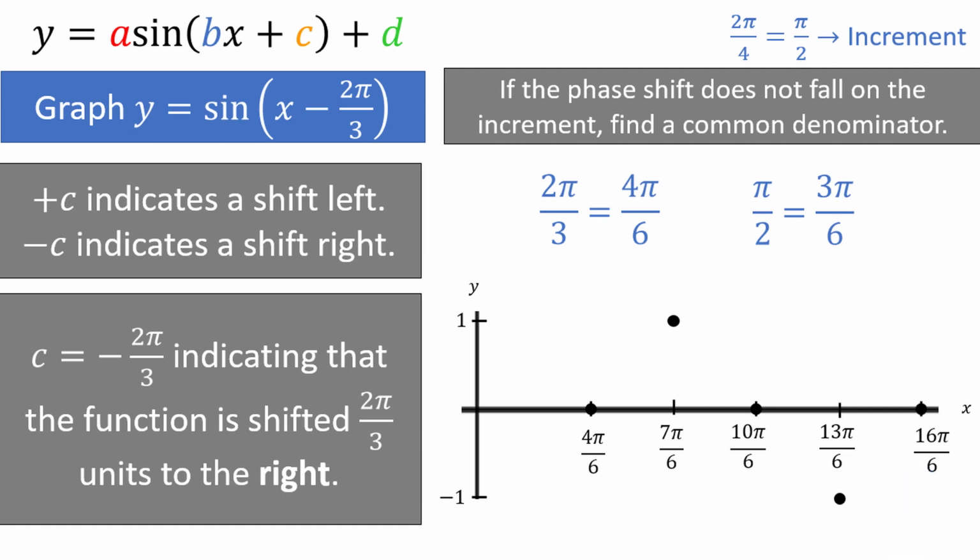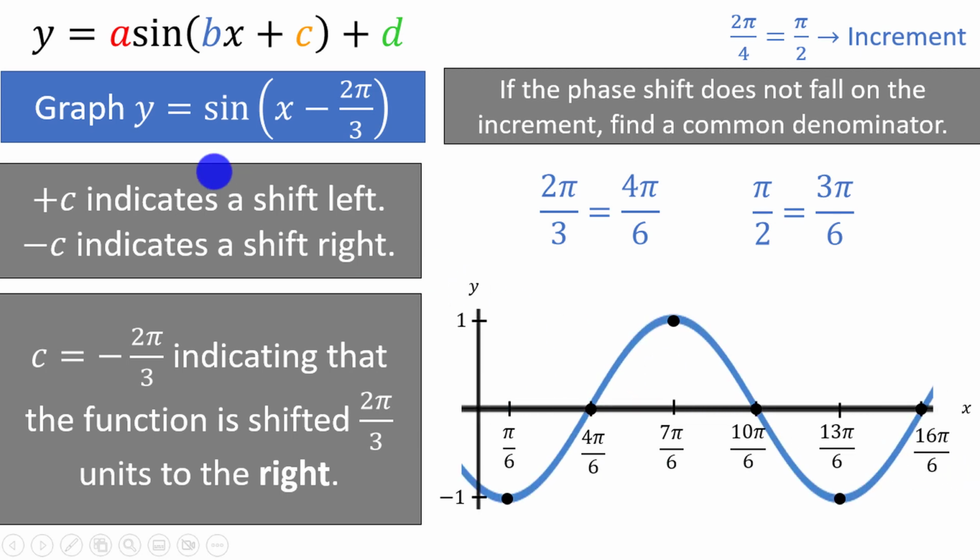Perhaps to connect this to the y-axis, I would want to increment one more time to the left. So if I subtracted 3 pi over 6 from 4 pi over 6, I would get pi over 6. Now, it's up to you if you want to reduce these fractions. I find it a little bit easier to keep them in unreduced form so that they all have the same common denominator. If we connect the dots, then we will have the graph of y equals sine of x minus 2 pi over 3.